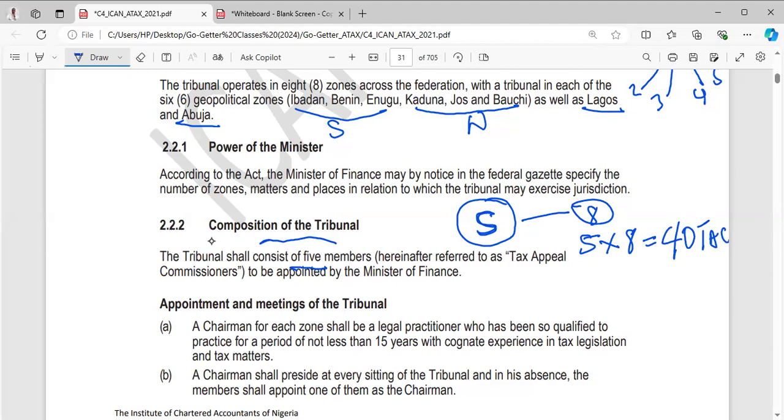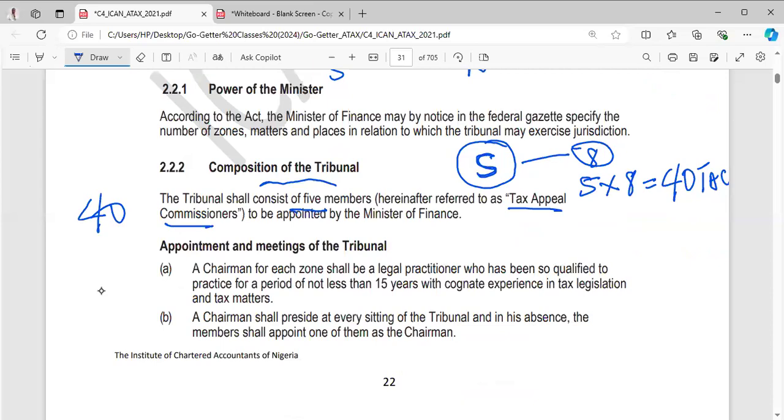So tax appeal commissioners, they are 40 in number, and there are 5 in a zone. They are appointed by the Minister of Finance. Now, each zone shall have a chairman, and the chairman shall be a legal practitioner, not an accountant.